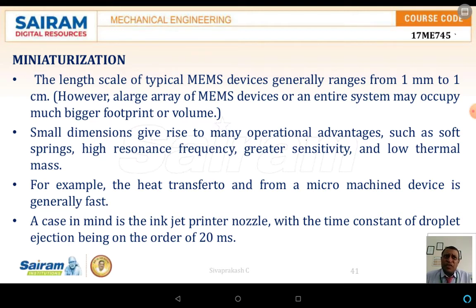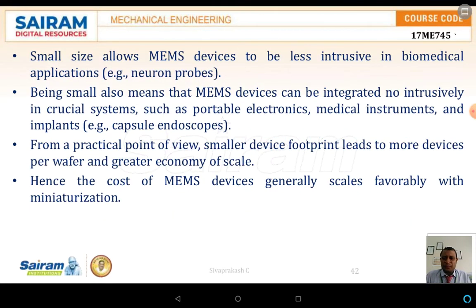Thus, the operational advantages are such as soft springs, high resonance frequency, greater sensitivity, or low thermal masses. For example, with respect to heat transfer, if the component or device is too big, then the heat transfer material required is also too big. But in the case of MEMS technology, the components or devices are very small, so the heat removal rate from the devices or components is also an easier task.